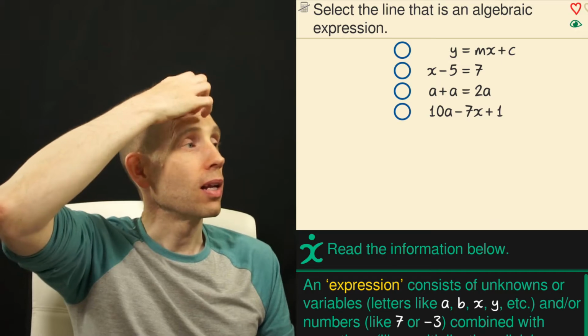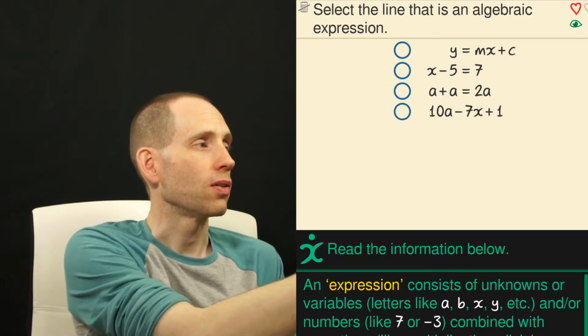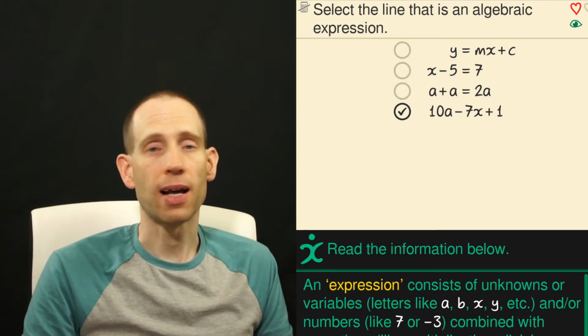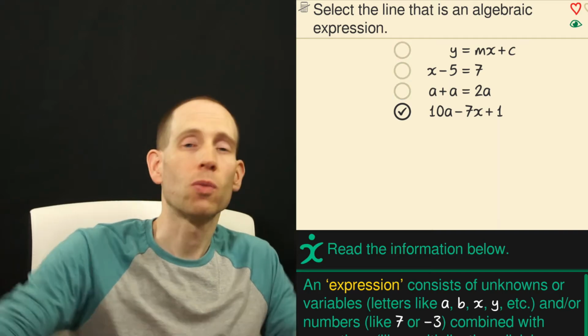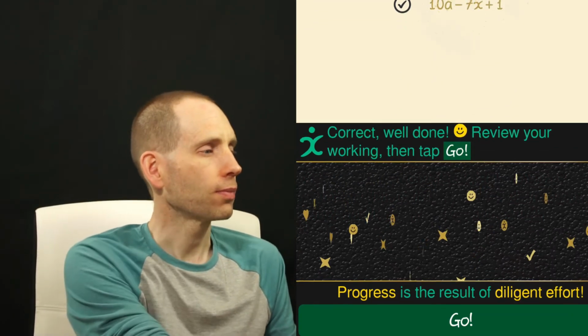So looking at these three lines, I need to select the one that is an expression. And so it's the one without the equal signs. There's a collection of numbers and letters and operations in that line. So that's what an expression is. And we'll keep talking more about expressions.